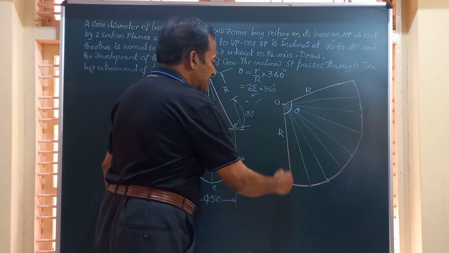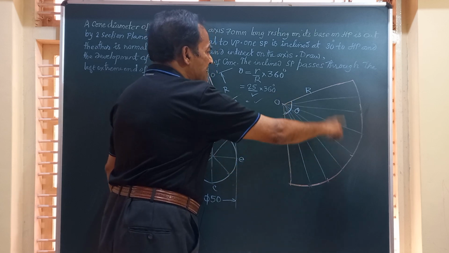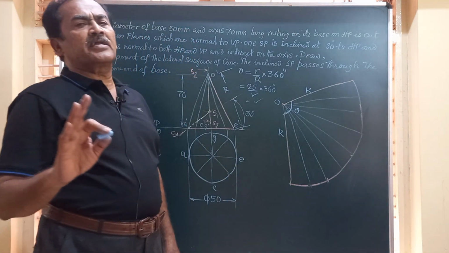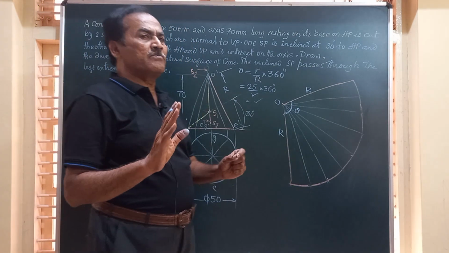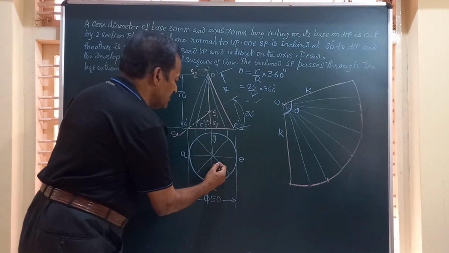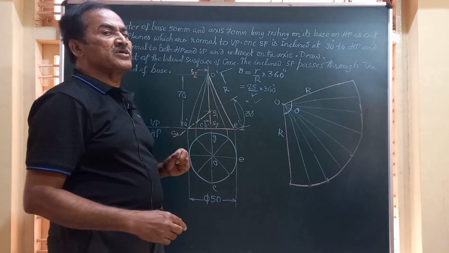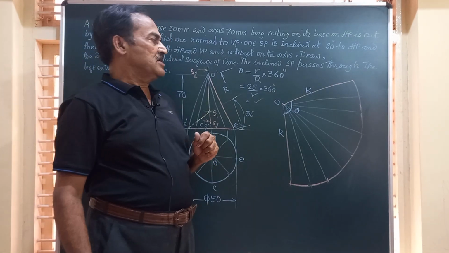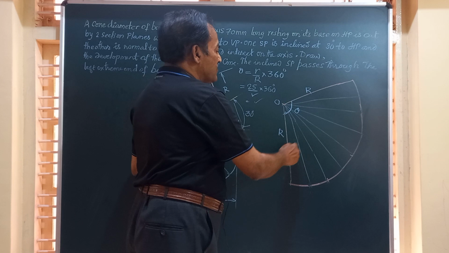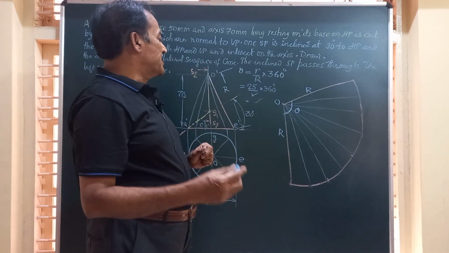So we draw a vertical line, mark this angle theta, and this sector is to be divided into the same number of parts as that of the base of the solid. The base of the solid is a circle which is divided into 8 equal parts. So also this has to be divided into 8 equal parts. So what do we do next, friends?